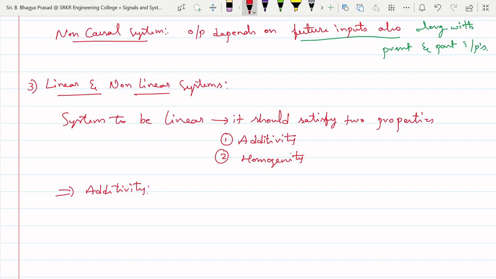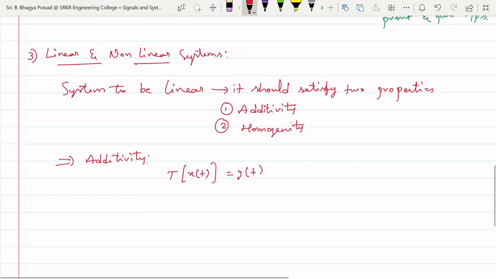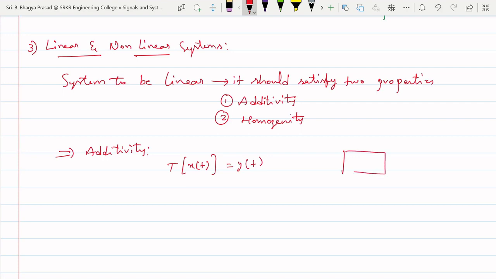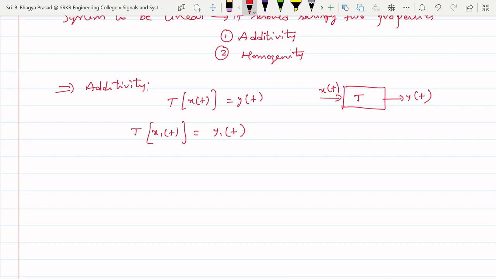So here we use a terminology like T of x of t equal to y of t, that is, y of t is the output when x of t is given as an input for a system having a transfer function T. Okay, so first, that is a simple representation like this, x of t and y of t. So for the input x1 of t, if you are applying an input x1 of t to the system, you are getting an output y1 of t, and again you are giving an input x2 of t and getting an output y2 of t.